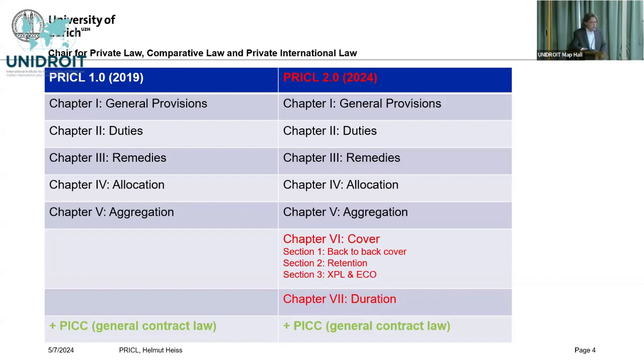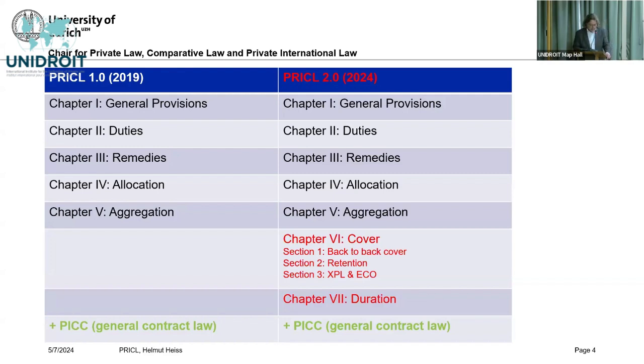We have also discussed prescription. The reinsurance practitioners that are in our group said we need special rules on prescription. We discussed for days and days and days, and ended up saying that the PICC are properly regulating this issue, not only for general commercial contract law, but also for reinsurance.